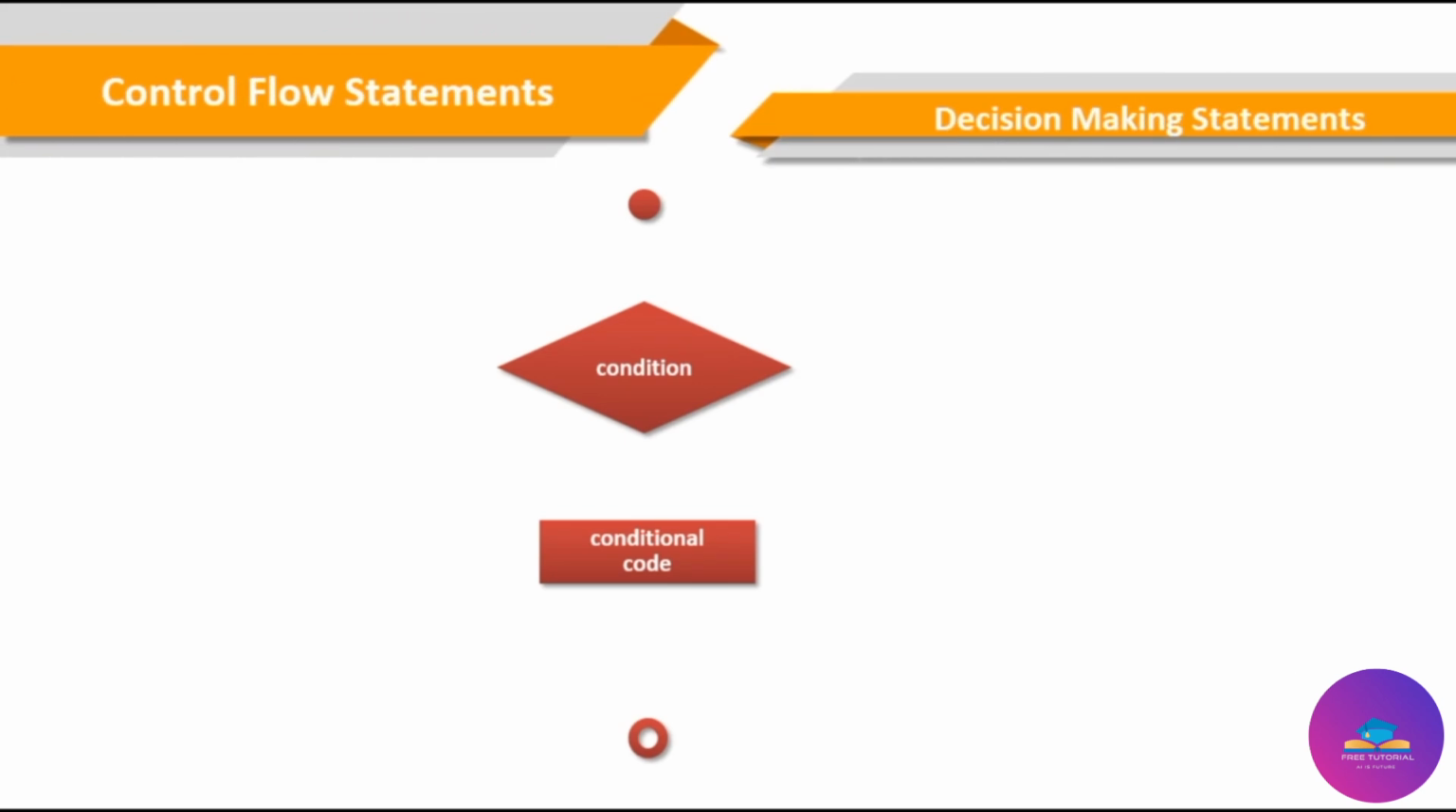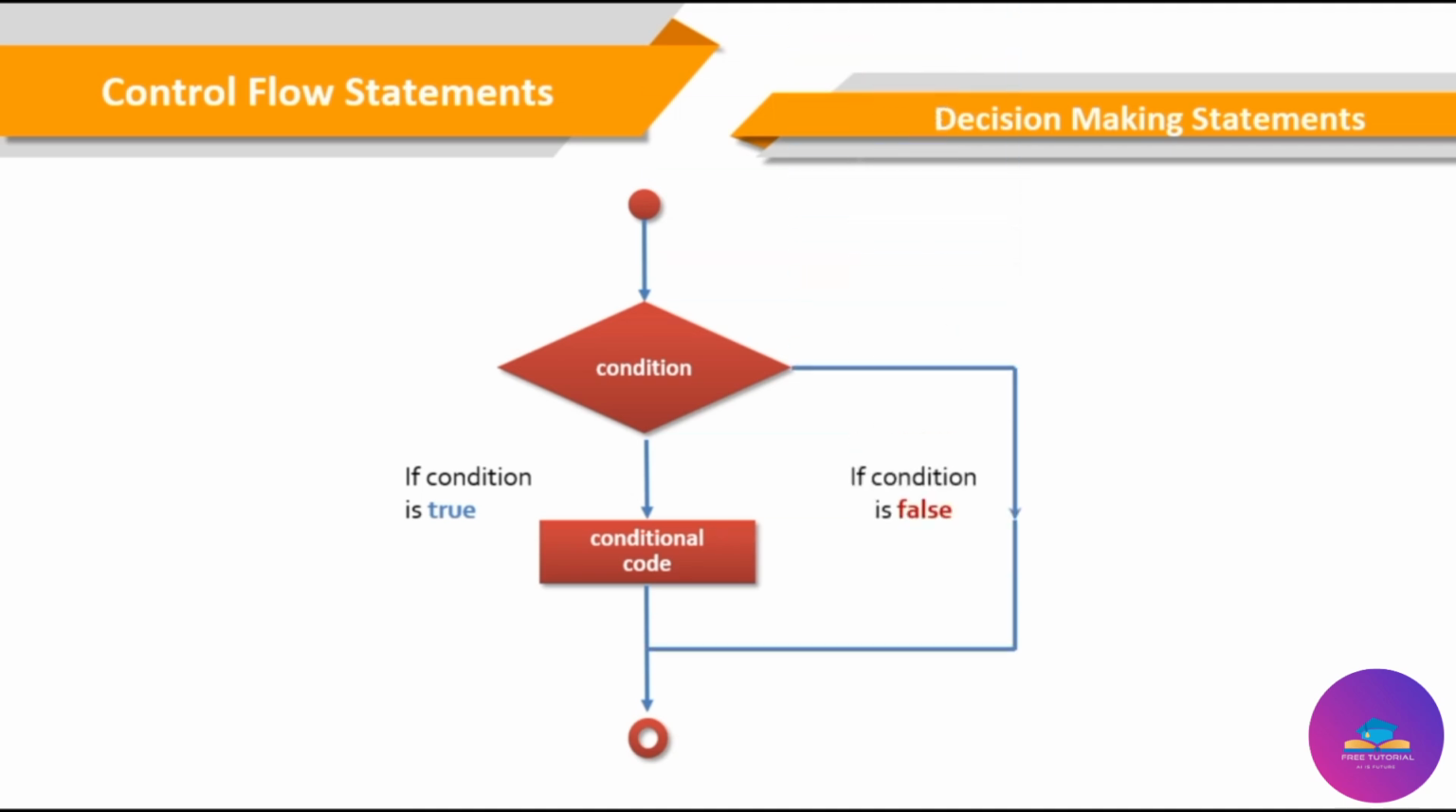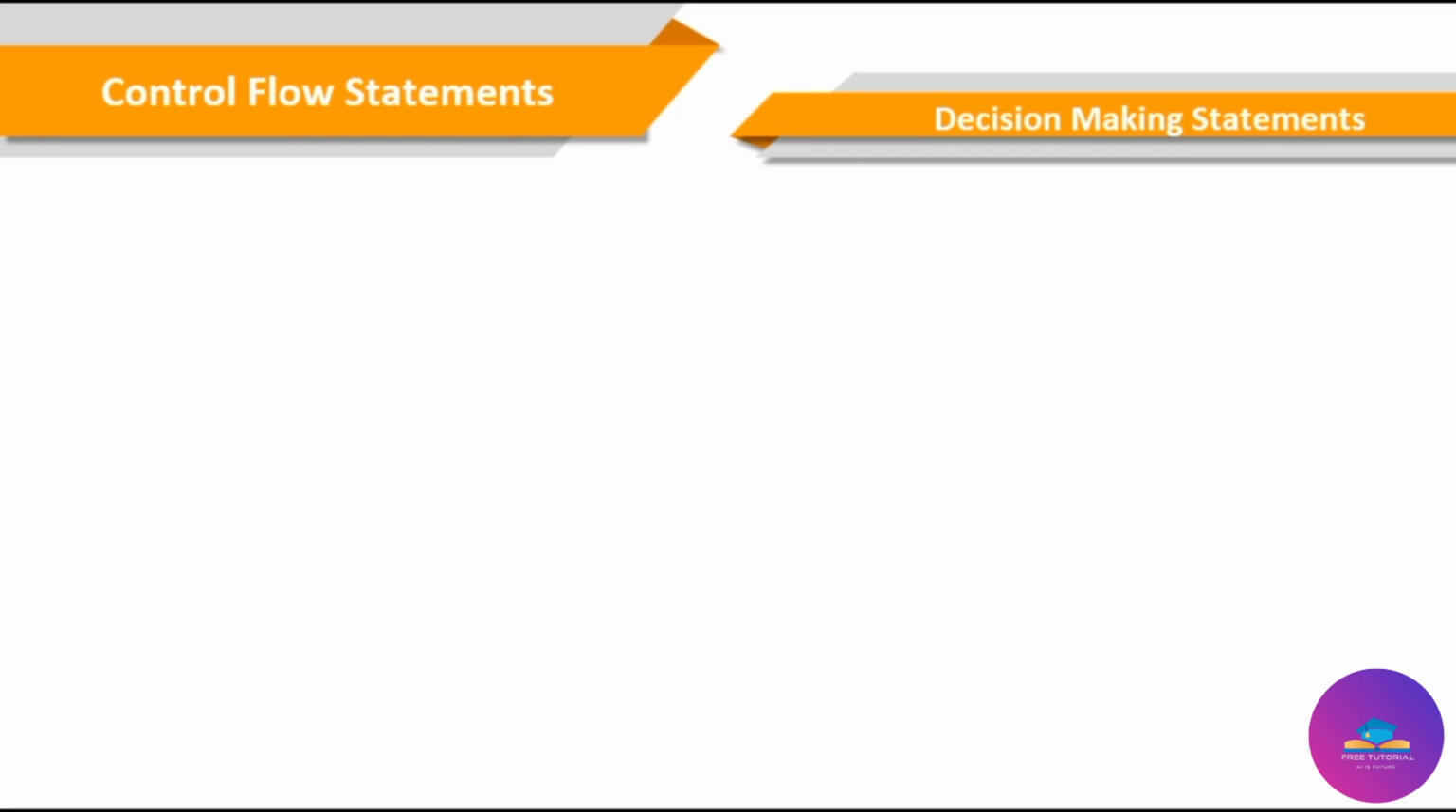Decision-making structures have one or more conditions to be evaluated or tested by the program. So if you look at the diagram, it shows if some condition occurs, check the condition. If that condition is true, execute the conditional code. If the conditional is false, pass the conditional code, and then continue. Make sense? So there are two types of decision-making statements in Java. They are if statements and switch statements.